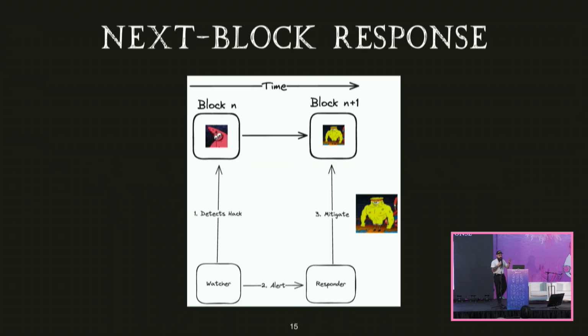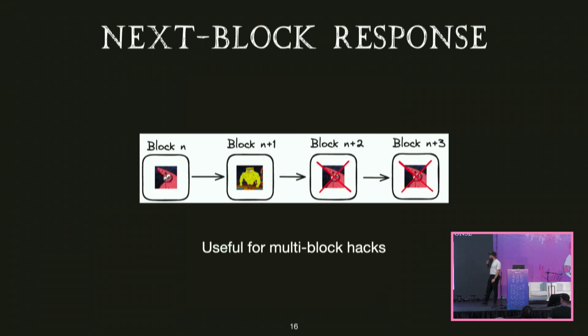The next big design group, design school for hack prevention, is what I call next block response. It's very simple, really. First, the hacker will send their transaction. It will be included in a malicious block. Then the software will detect it and will send the mitigative transaction in the next block, right? Super simple. Much simpler than the front running of hacks we described.